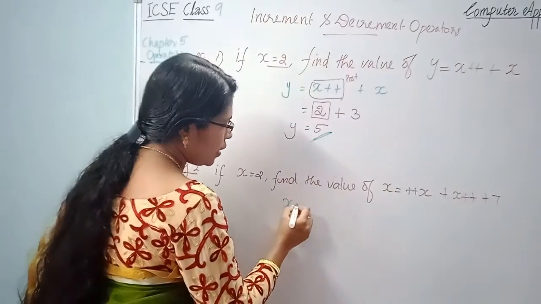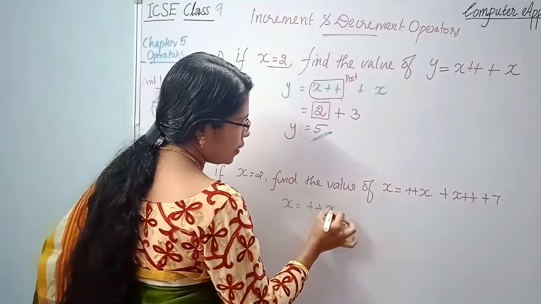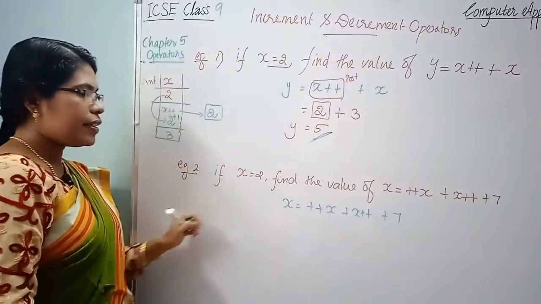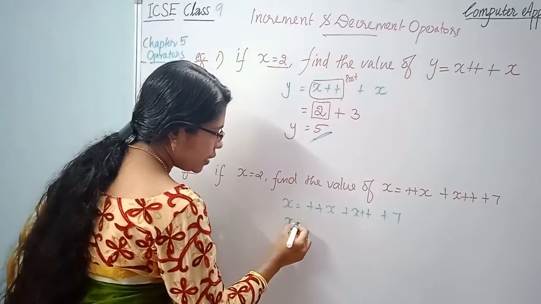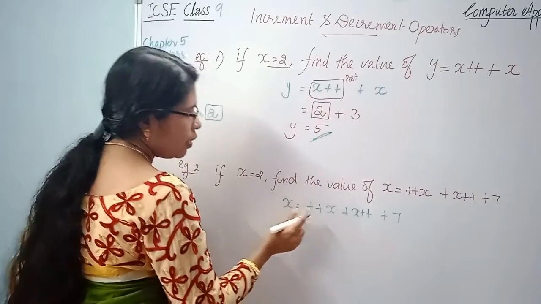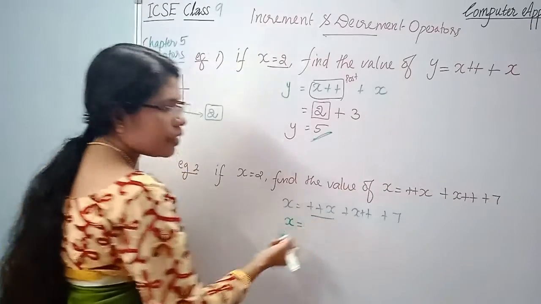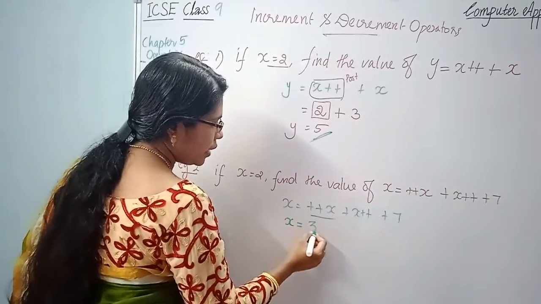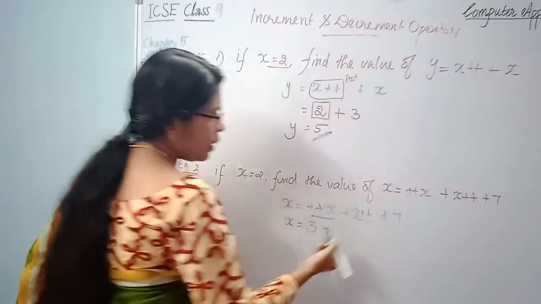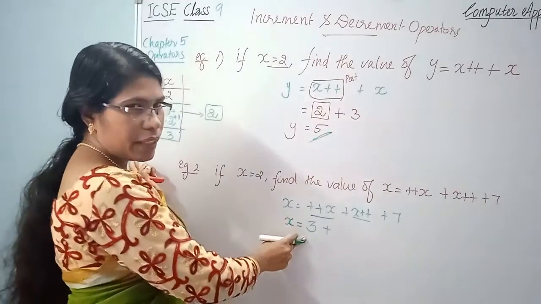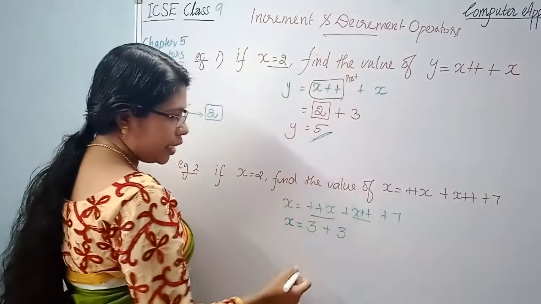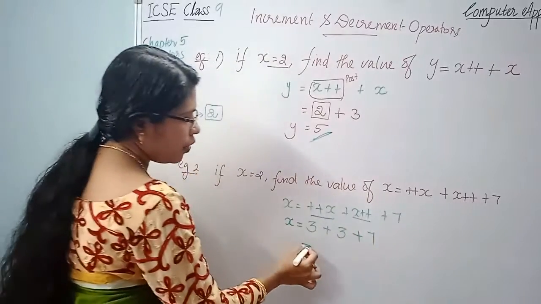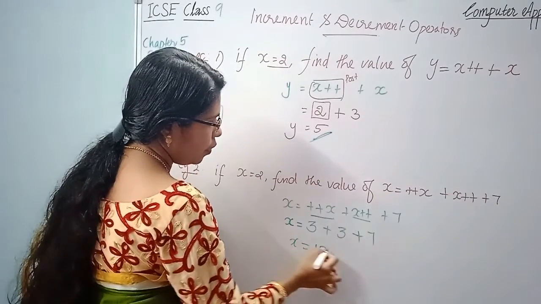Next, in the same way, x equal to plus plus x plus x plus plus plus 7. Here the value of x equal to 2. This is assigning x equal to that value. So we write x equal to plus plus x. This is pre-increment, which means it will automatically increase by 1, so we get 3. Then x plus plus. What is the value of x now? X is updated as 3. So we will use the value 3, then plus 7. We don't want to increase here, just plus 7. So what is the final value here? 13 is the value of x.